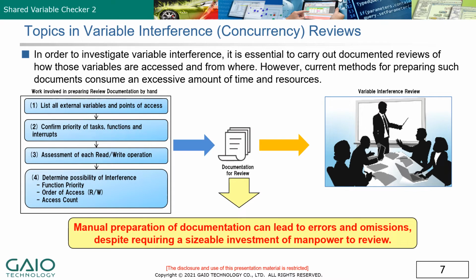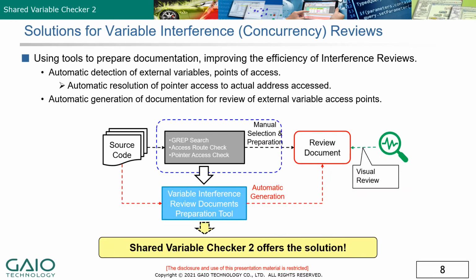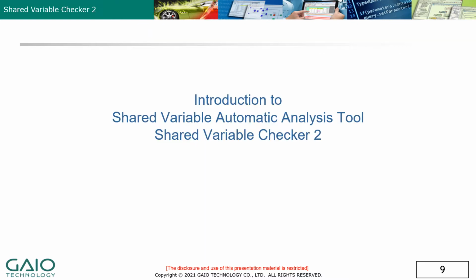However, doing this for all external variables and all access cases would require a massive amount of investigation and reporting work. Tools that would enable the automation of this work would obviously help lighten the burden of reviewing all of that source code. Shared Variable Checker2 can automatically detect external variables that are accessed in these ways, resolve the addresses used to confirm if each particular case is at risk, and prepare reports on the variables at risk for review. Let's take a look at how Shared Variable Checker2 does this.